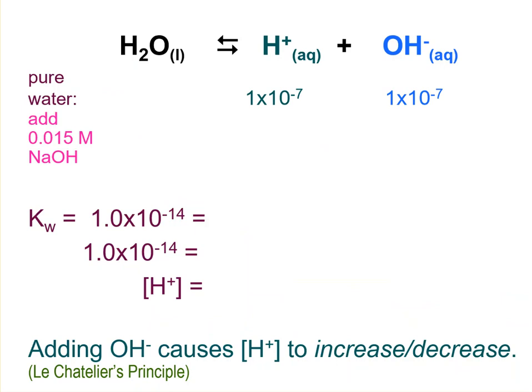Let's look at another example with water and adding a base this time. So here's water's reaction that it does all by itself. In pure water, these concentrations are very low, so this is happening without a base. But then when we add the base, this is a strong base, which means it ionizes completely. So when you add that 0.015 molar, that's a lot bigger number than these. You're essentially dumping 0.015 molar hydroxide ions into this water.